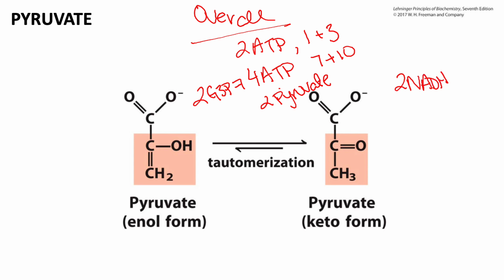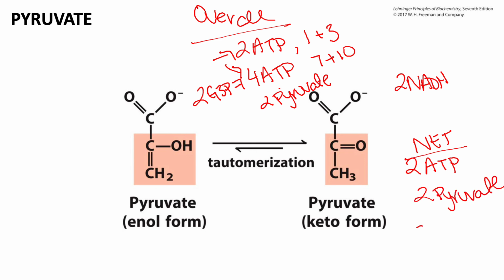So overall, since we used 2 ATP and we produced 4 ATP, overall we produced 2 ATP. Our net is 2 ATP, 2 pyruvate, and 2 NADH. And this is glycolysis.